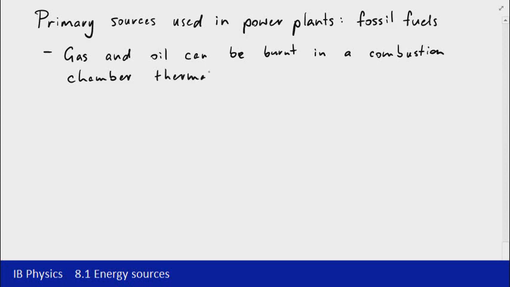So they're a little bit different to coal. For gas and oil, they can be burnt in a combustion chamber. So we're literally just going to supply those fuel sources into a chamber, set them on fire, and allow the transfer of thermal energy. And that combustion chamber is thermally connected to the boiler. And you'll recall from the previous video that the boiler is where the water is turned to steam, and that steam can then turn the turbine.